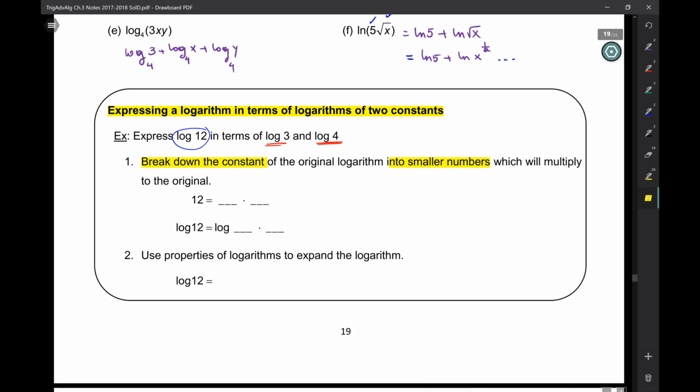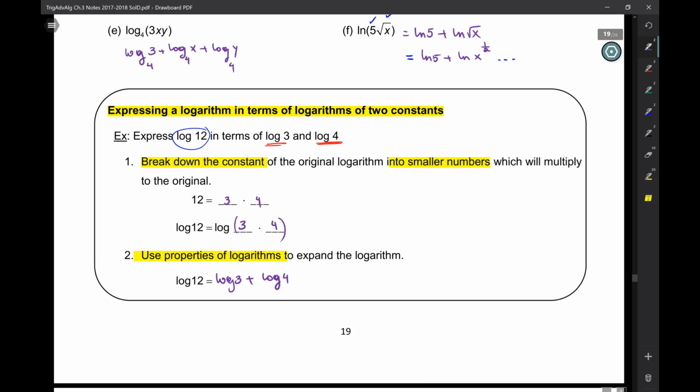So we already said that 12 is going to be 3 times 4. So we're going to break it down. I could do 2 and 6 too, but that doesn't have anything to do with 3 and 4. So I need to break down the 12 in terms of 3 and 4. So now, log of 12 is log of 3 times 4, which then, now we have to use the properties, so it's going to be log of 3 plus log of 4.